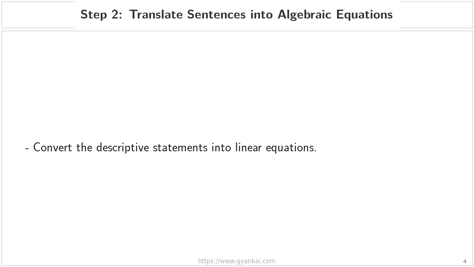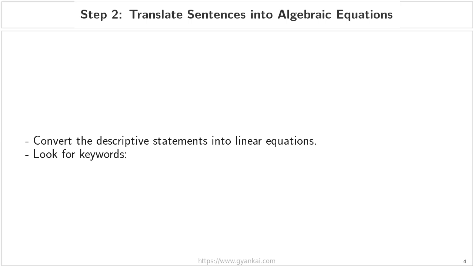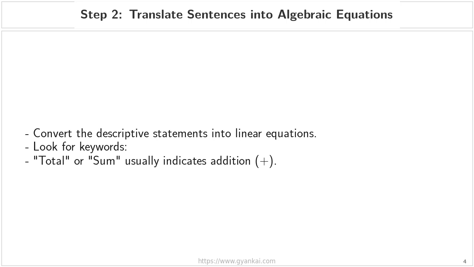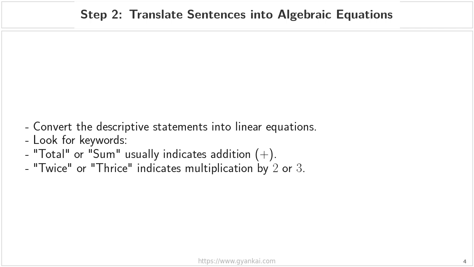Think of yourself as a translator, moving from the language of words to the language of mathematics. To do this accurately, you need to keep a sharp eye out for specific mathematical keywords. First, look for words like total or sum. Whenever you encounter these, they are your signal to use addition or the plus sign. Next, pay attention to multipliers. If a problem mentions twice or thrice a certain quantity, this indicates multiplication by 2 or 3, respectively.